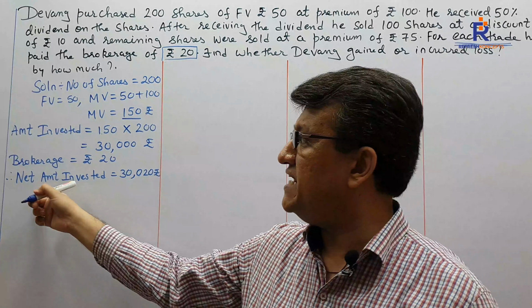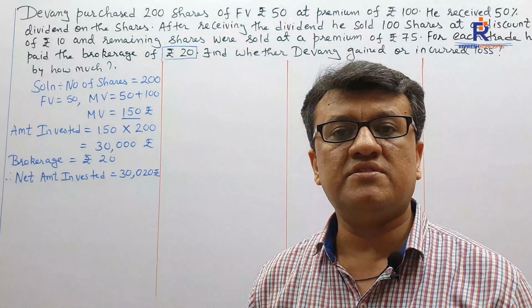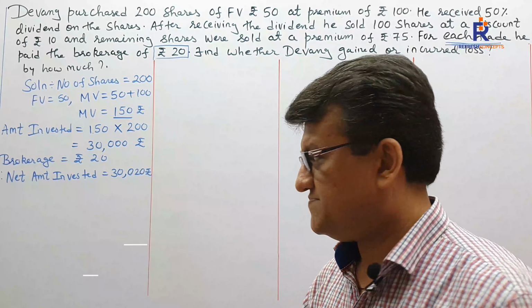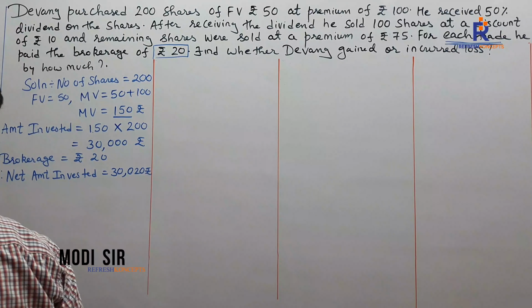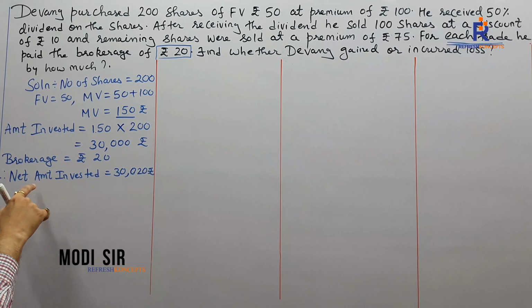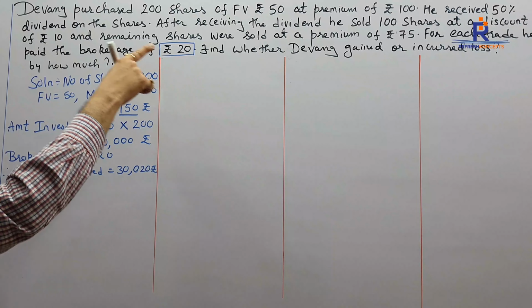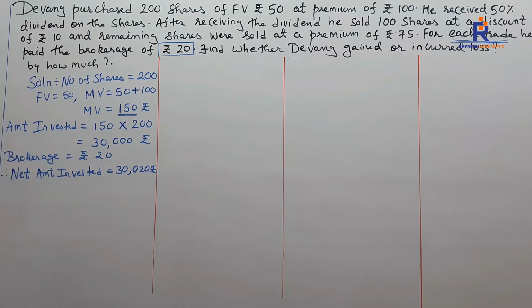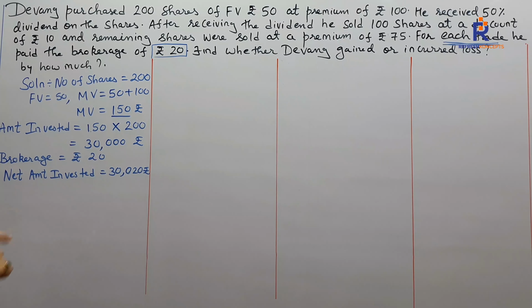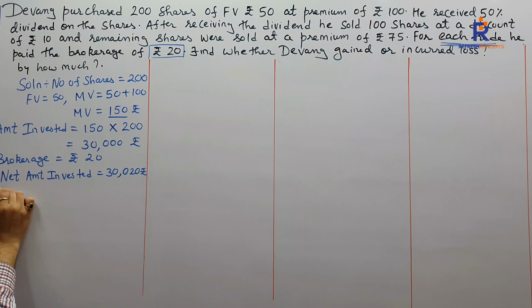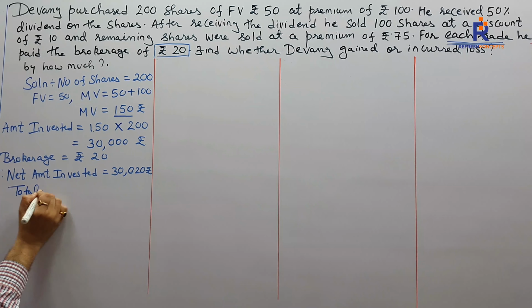30,020 rupees. Net brokerage 30,020 rupees. Right? Now what? Now it is that net investment is 30,020. We would like to calculate the dividend. How much is the dividend? The dividend is 50%. So let's calculate total dividend.